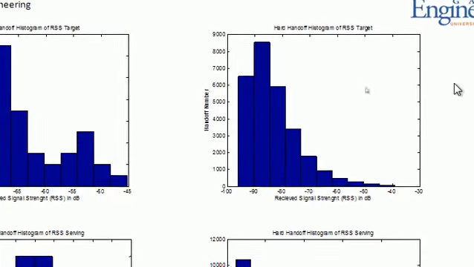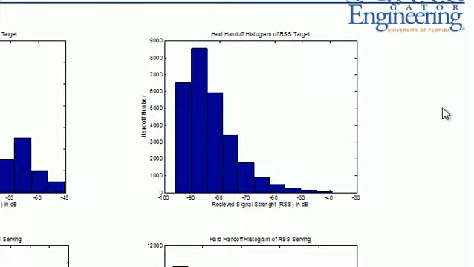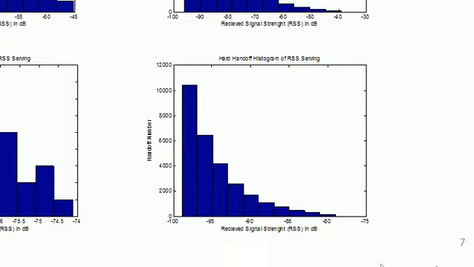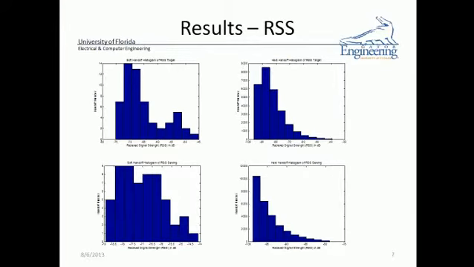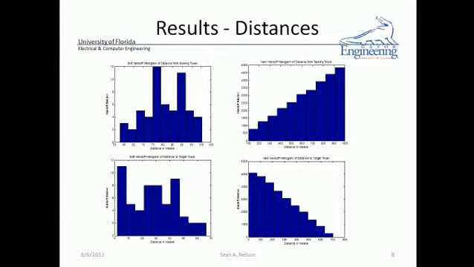Whereas over here in the hard handoff, you can see that it's in a much broader range. It's between about minus 98 decibels all the way up to about minus 38, and for the serving tower, it's between about minus 98 and about minus 80. So there's a very interesting difference between the two, as the soft handoff definitely operates in a much narrower band than the hard handoff. The next results I'd also like to discuss with you are the distances.